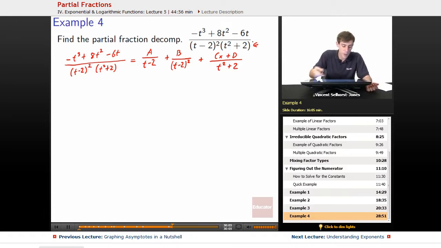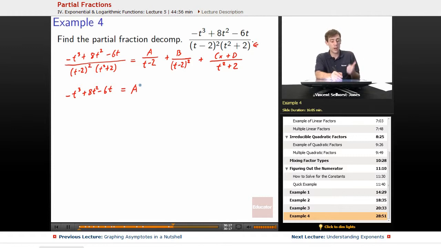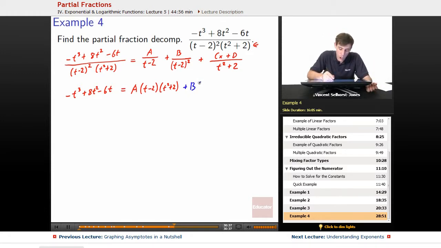Multiply both sides by the denominator, and we will get negative t cubed plus 8t squared minus 6t equals a times, so it got hit with t minus 2 squared times t squared plus 2. So it's going to cancel out one of those t minus 2's, and it will be left being multiplied by t minus 2 and t squared plus 2. Plus b, t minus 2 squared was in its denominator, so it's going to cancel out all of the t minus 2 squared that hit it, but not the t squared plus 2 at all. So we've got t squared plus 2.